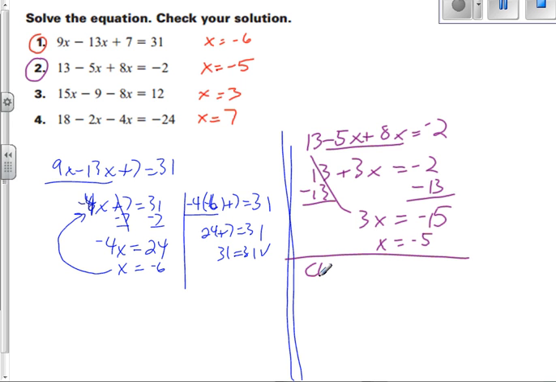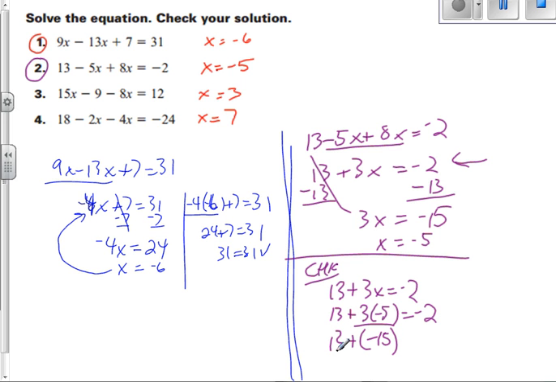So let me do our check real quick. I'm going to start from this point right here. So you have 13 plus 3x is equal to negative 2. I have 13 plus 3 times that negative 5 is equal to negative 2. That gives me negative 15, and this would be plus 13 equals negative 2. And 13 plus the negative 15, I'm sorry, I'm going to have to write right over here. So I have negative 2 equals negative 2. Therefore, I know that my solution for x is correct.